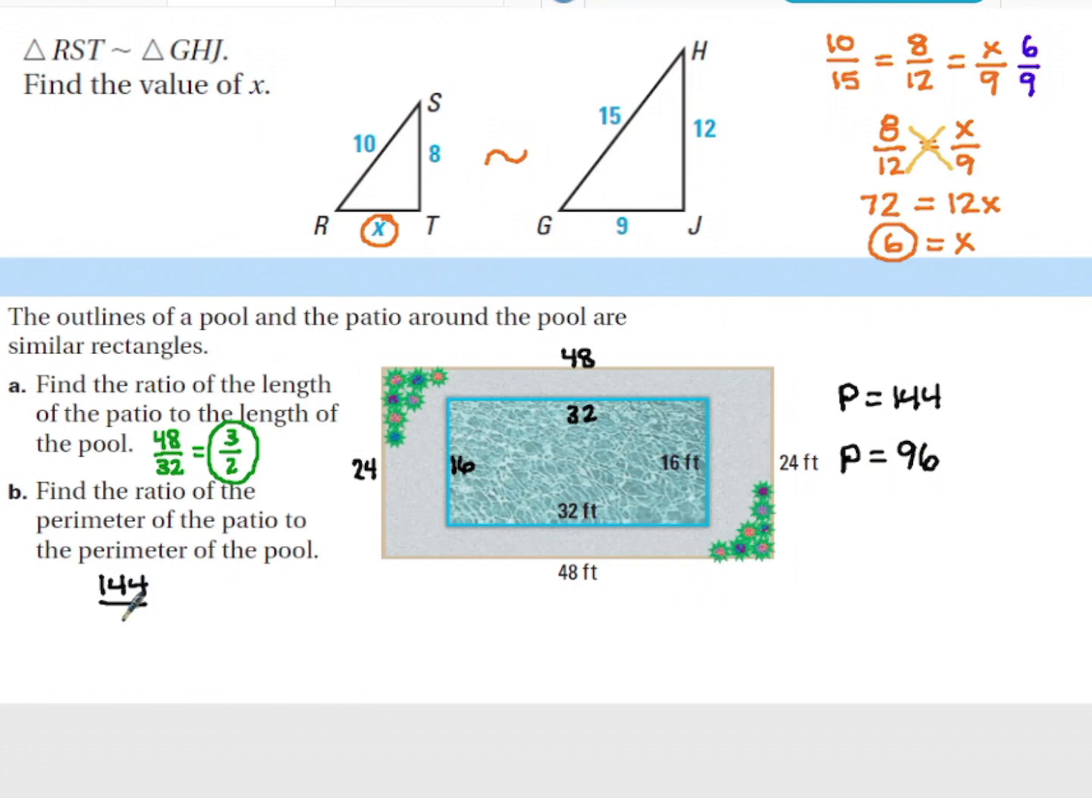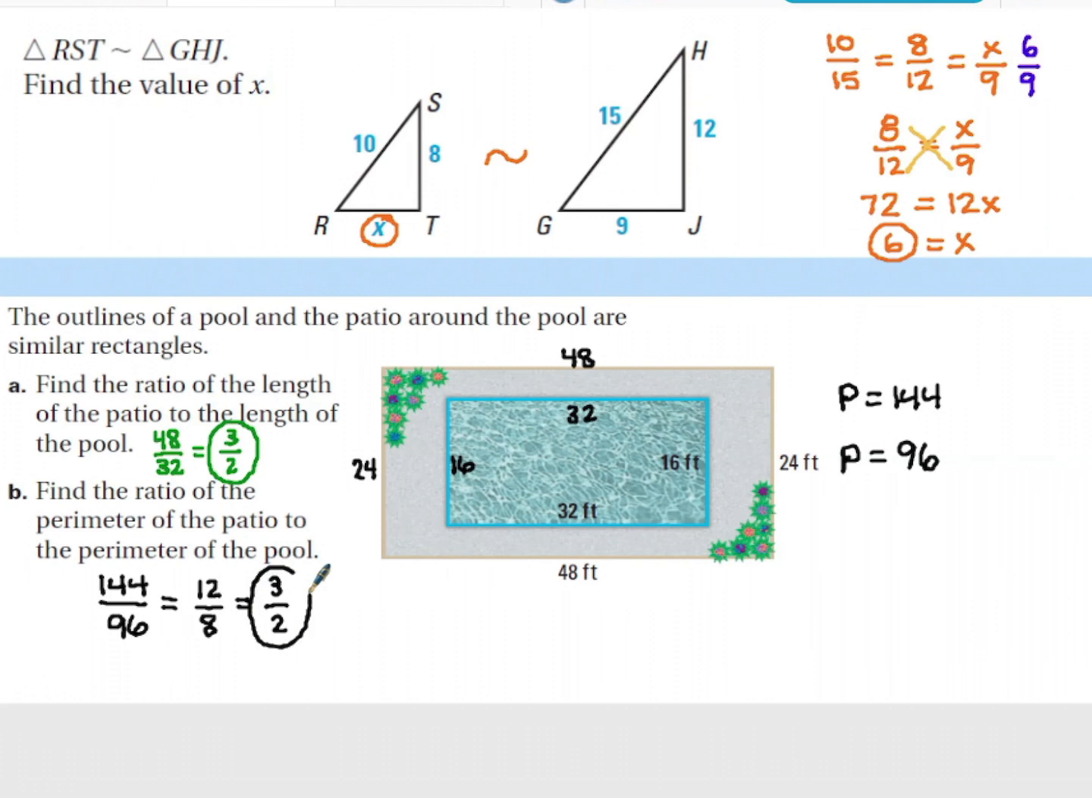And so for part B, I want to find the ratio of the perimeter of the patio to the perimeter of the pool, both in feet. And now I'll just try to reduce that. Could divide them both by 12. 96 divided by 12 is 8. Could go a little further. Divide by 4. 3 and 2. 3:2.